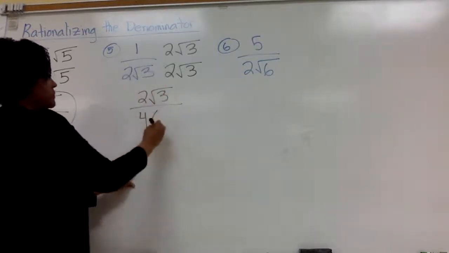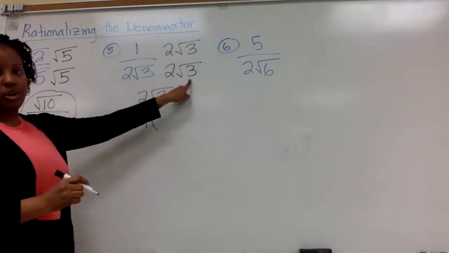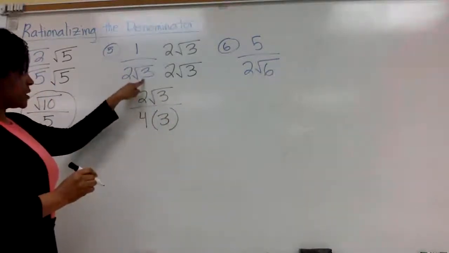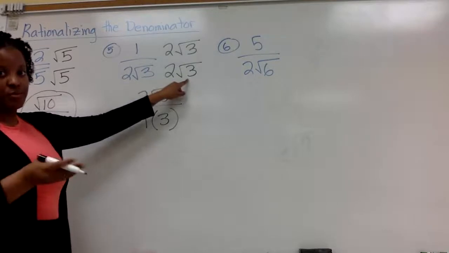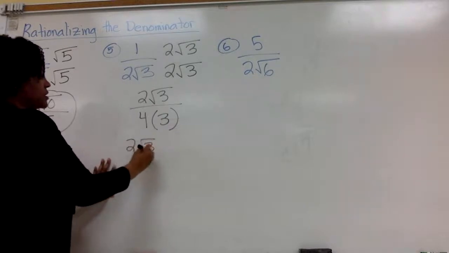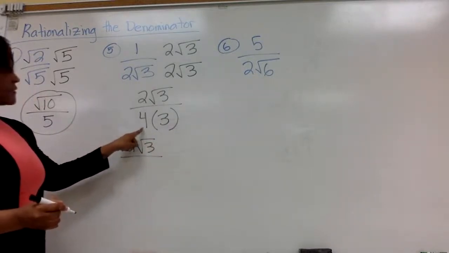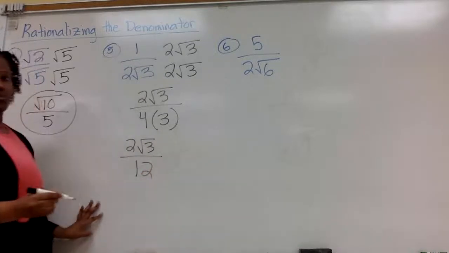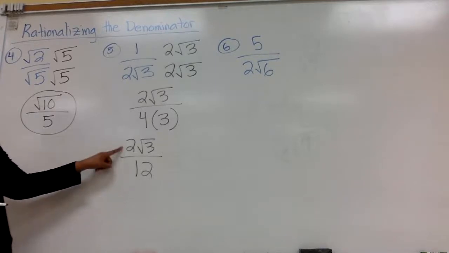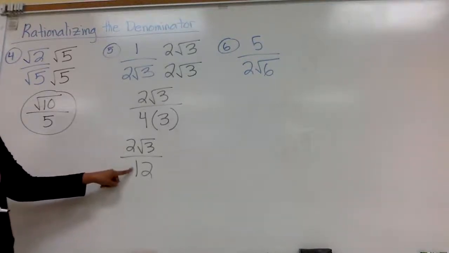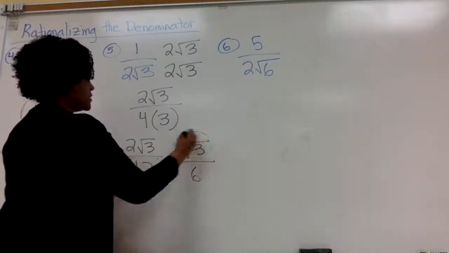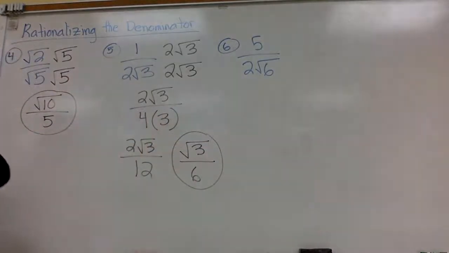And I'm going to use the shortcut. The square root of 3 times the square root of 3 is 3. So again, the square root of 3 times the square root of 3, the square roots cancel. That gives me 3. So on top, I have 2 square root of 3. And on the bottom, my denominator, 4 times 3 is 12. Now we are not finished. I need to simplify this fraction. 2 over 12 reduces to 1 over 6. So 2 12ths reduces to 1 6. So my final answer is the square root of 3 over 6. And that is our final answer.